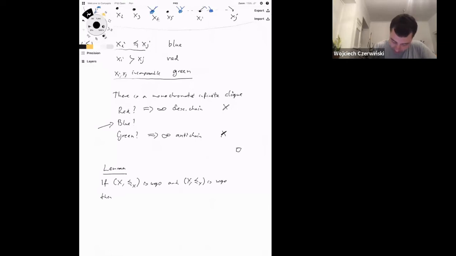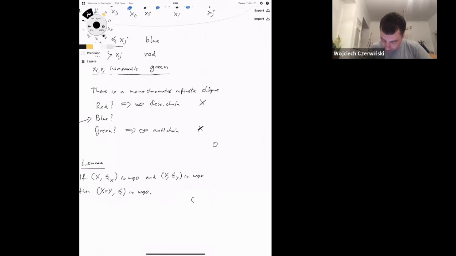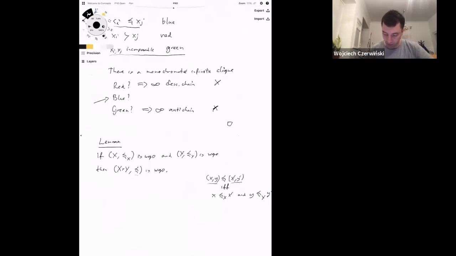then its product with the product order is a well quasi-order. Maybe I should define what that is. So by this I say that a pair (x, y) is smaller in this product order than (x', y') if x is smaller in the X order than x', and y is smaller in the Y order than y'. So on every coordinate, a pair needs to be smaller or equal. So this is just a product of 2.